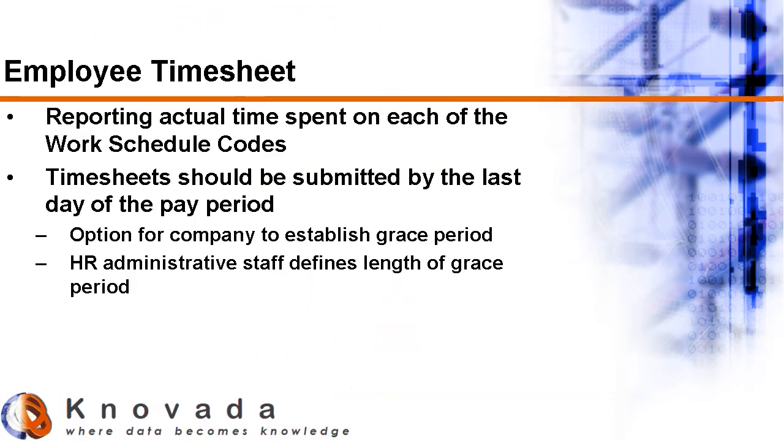The employee would then select the Add Request button to submit the request for personal leave to their supervisor for approval. Whereas work requests refer to work schedules in the future, timesheets refer to the actual time spent on each of the work schedule codes. To support the payroll processing for timesheets, the timesheets should be submitted by the last payroll date. The company does have the option, however, to establish a grace period which defines a number of days beyond the end of the period for which timesheets for that pay period can be submitted and approved.